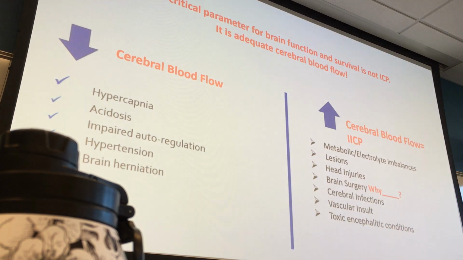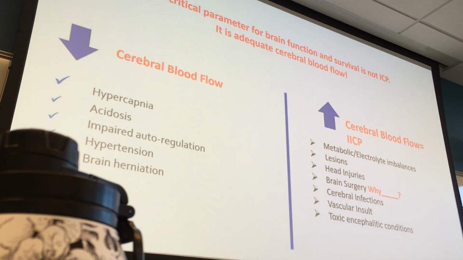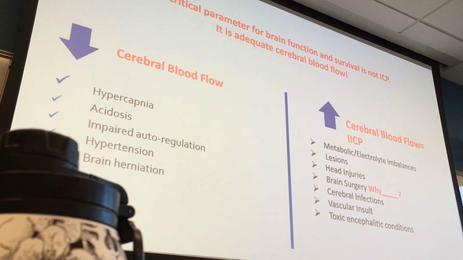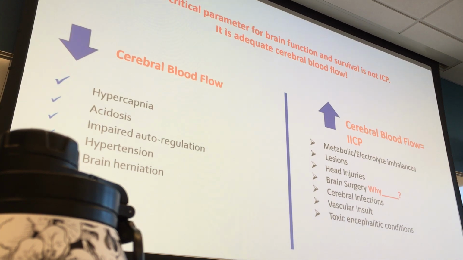What about some of the results of increased intracranial pressure when it's really, really super high? Why would you have that with, let's say, brain surgery? Why do you think you might have increased cerebral blood flow? Inflammation from healing. Yes, inflammation, that's exactly right.